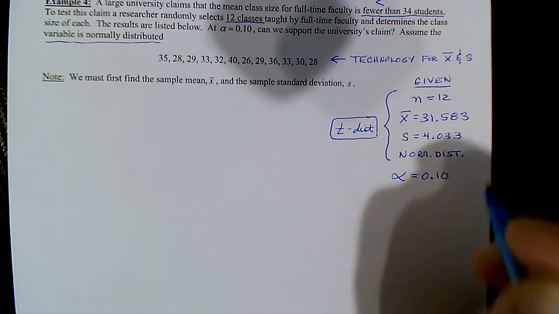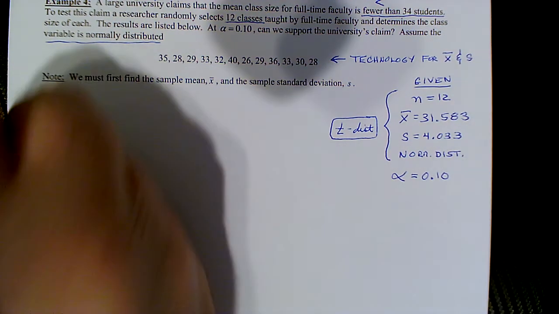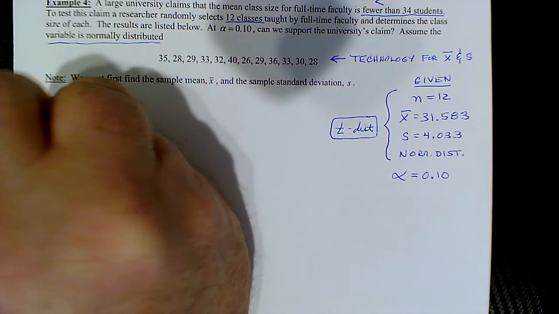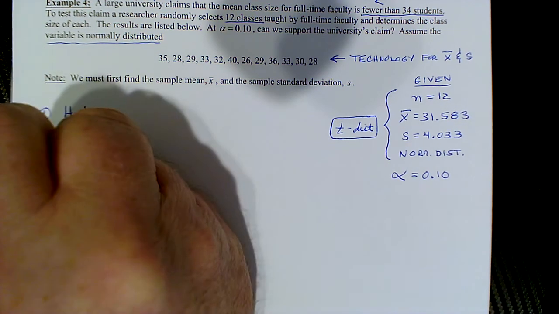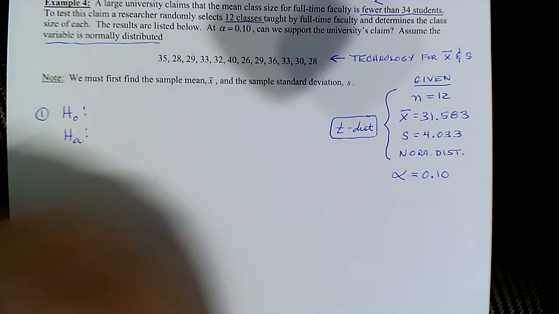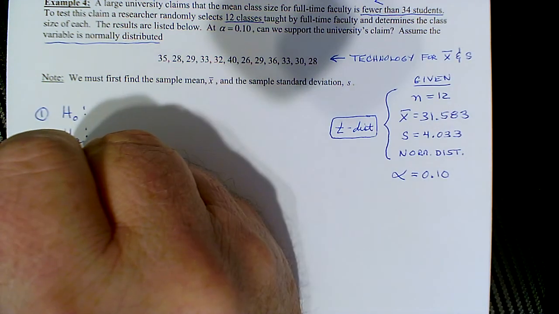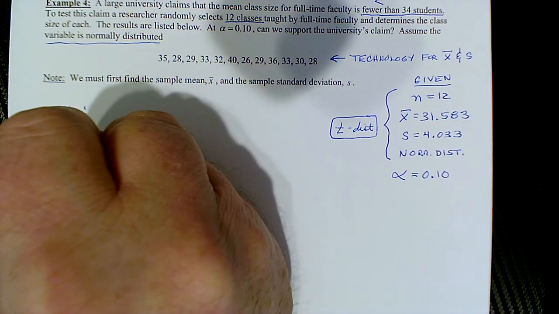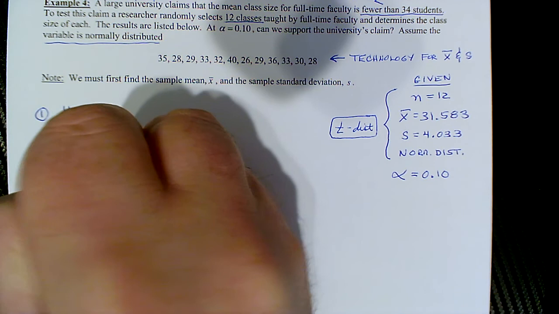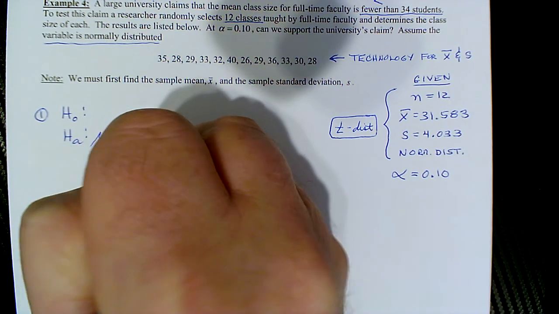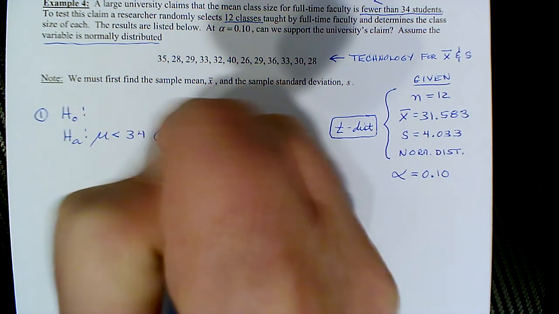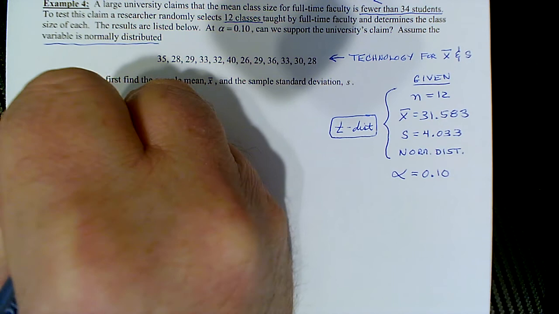Alright, so let's go through the process. First step, hypotheses, H0, HA, identify the claim. It was fewer than 34 students, less than goes with HA. So mu is less than 34 is our claim. That means mu is greater than or equal to 34 is the null.